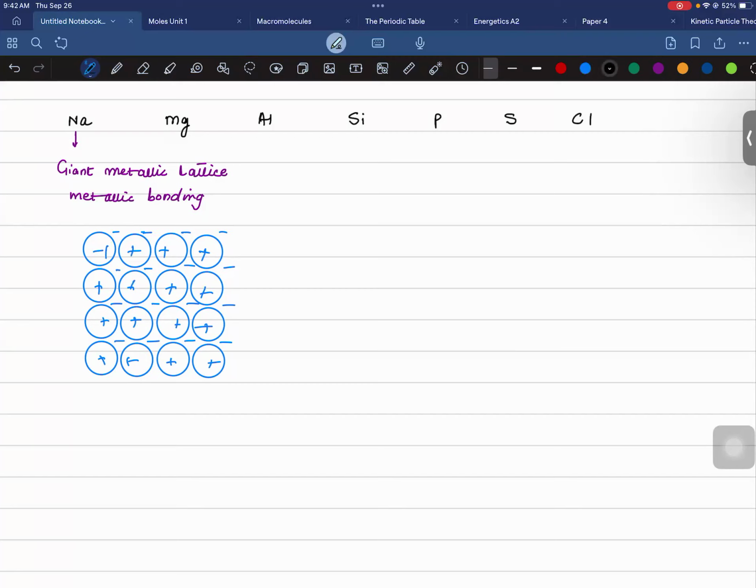Are magnesium and aluminium the same? Yes, magnesium has a 2+ charge because it is in group 2. Aluminium would have 3+. So this is metallic bonding. Metallic bonding means they have a metallic lattice structure, just like this, and this is called the giant metallic lattice structure.